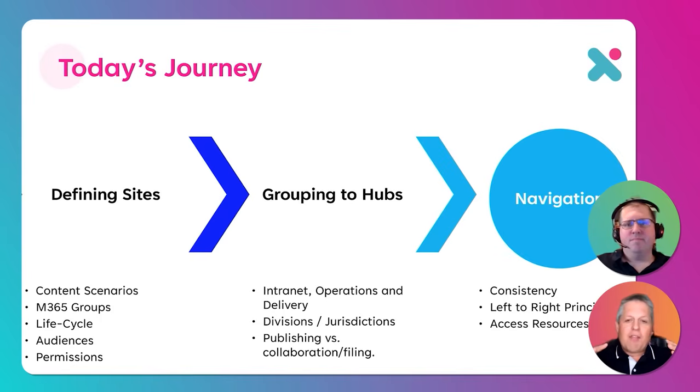Now, bringing all that together and making that accessible is navigation. So navigation is that consistency of, from an end user perspective, I shouldn't have to work too hard to find out what I'm looking for. And that left to right principle of showing publishing on one side and moving across to filing and collaboration on the other is how we do that. And then thinking about how we access resources using call to action or other types of quick links there to get people to the things that they're looking for. So that brings today to a wrap.